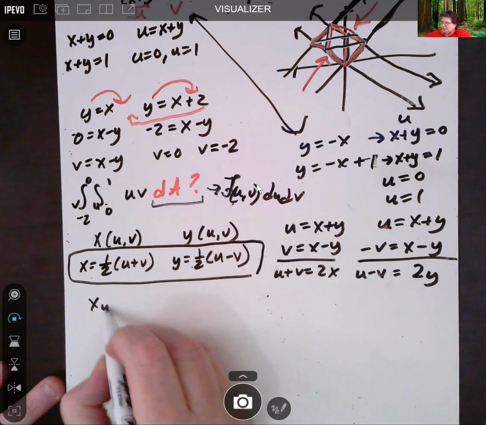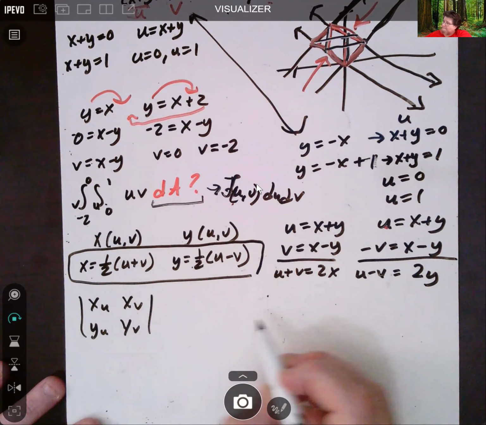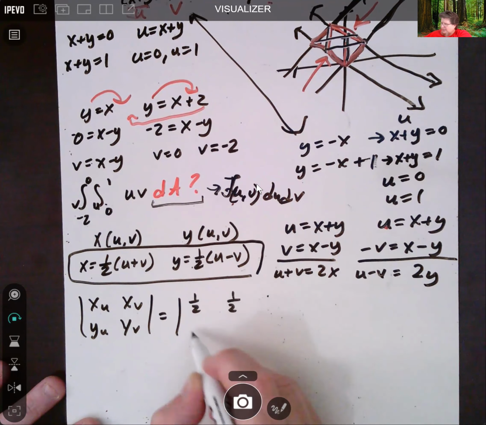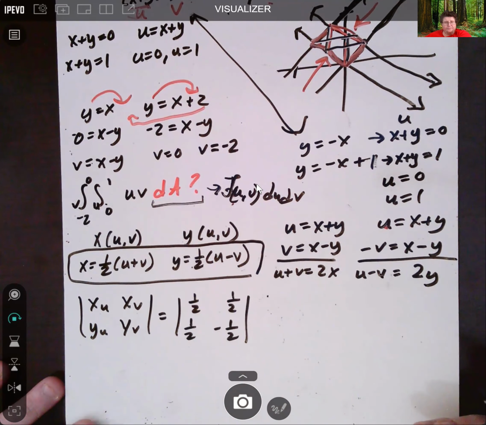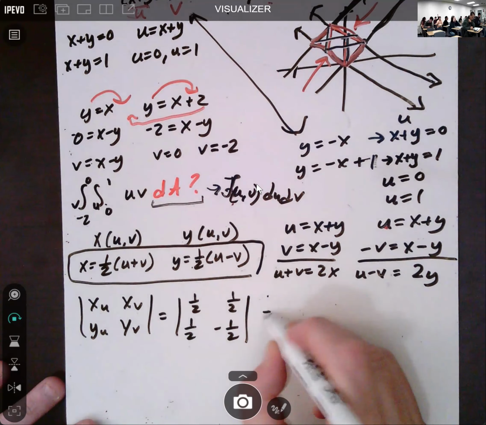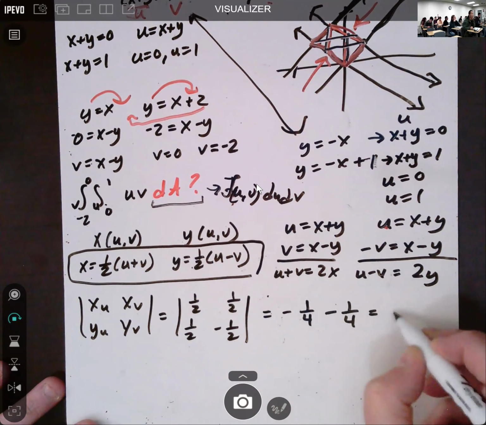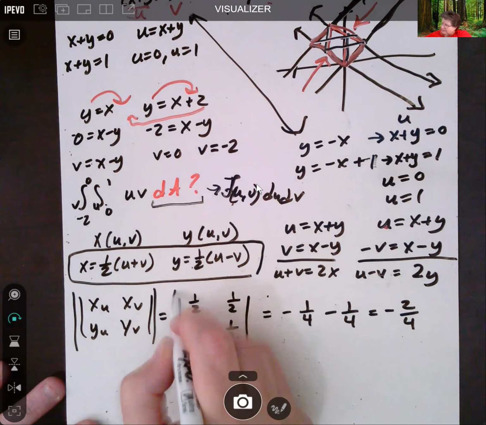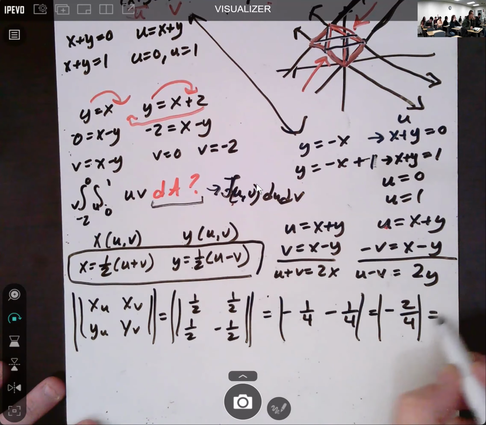So I need xu, xv, yu, yv. One half, -1/2, -1/2. And remember, we're taking the absolute value of this. That's going to equal 1/2.